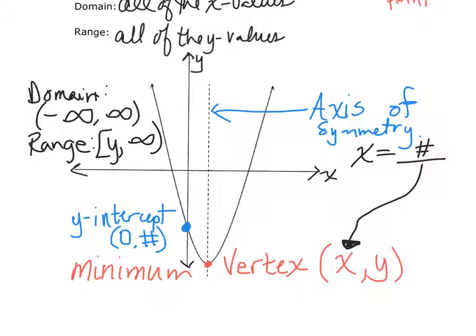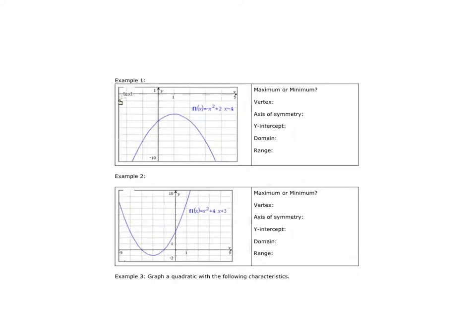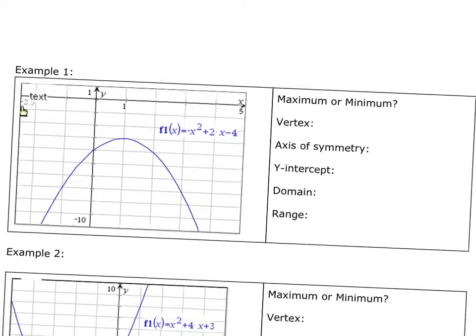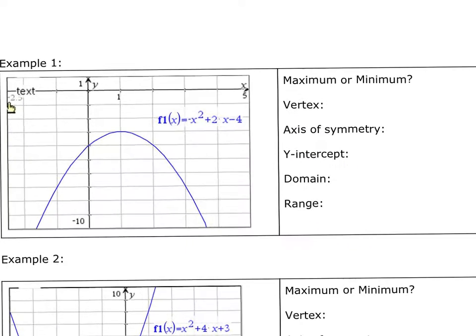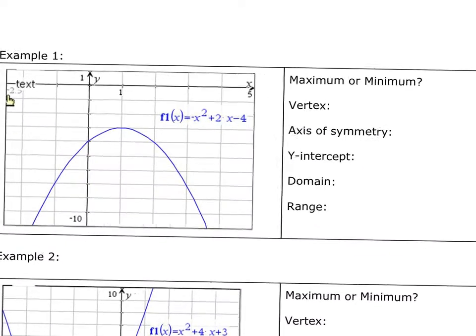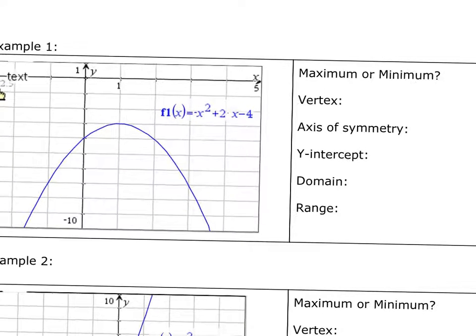And that will look a little different if we have a maximum value instead, and I'm going to show you an example of both right now. You ready? All right. So example 1. I've got 6 questions about this parabola, all of which I can answer by just looking with my eyeballs at the graph. You ready? Yeah.